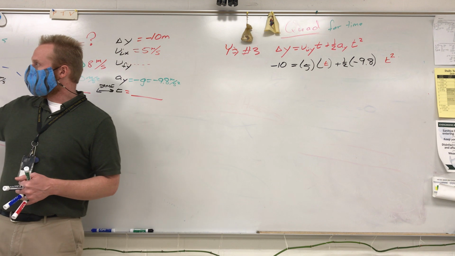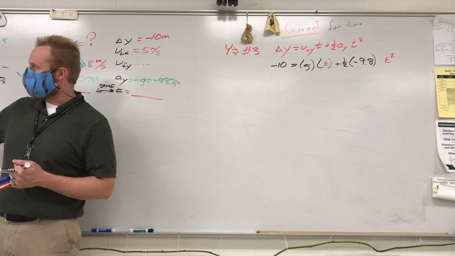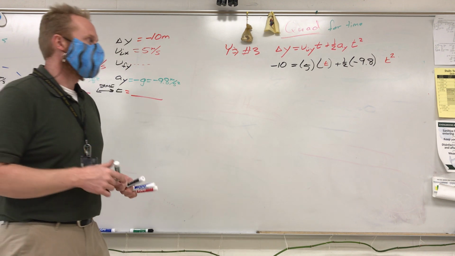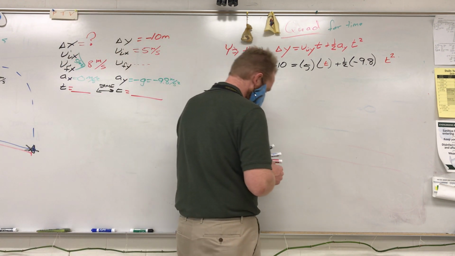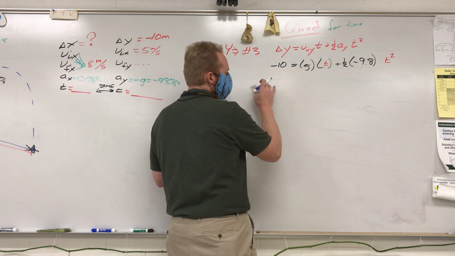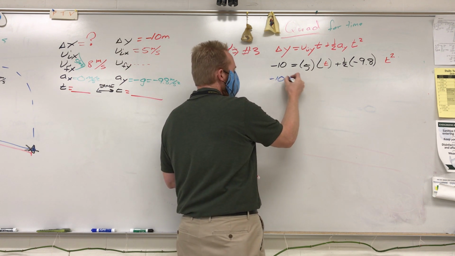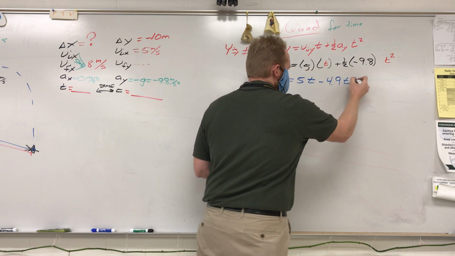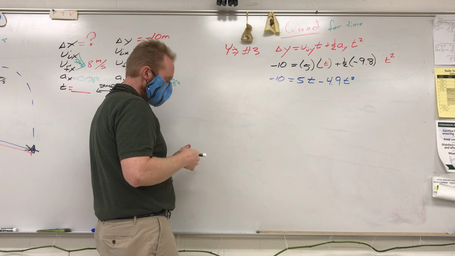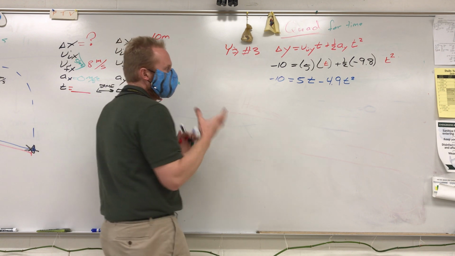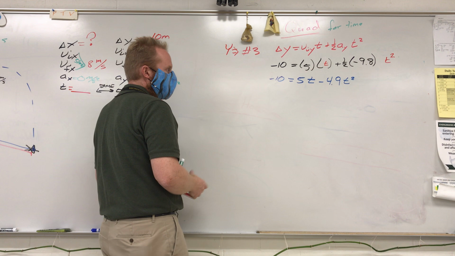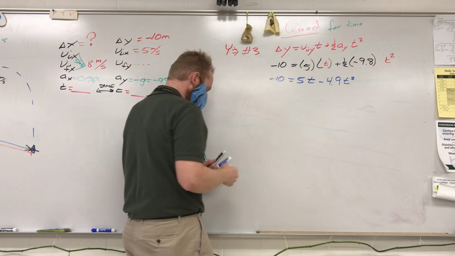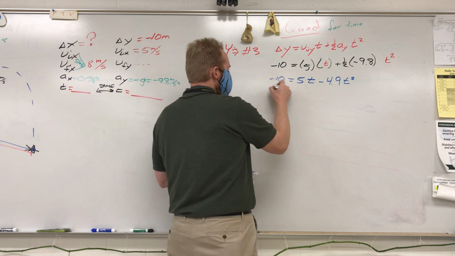Keep in mind, though, in order for us to use the quadratic, it has to be in the ax squared plus bx plus c is equal to 0 format. So we do have to rearrange this. So a little bit of combination. We get -10 is equal to 5t minus 4.9 t squared. Now, we need all this stuff on one side. We could shift both these things to the left, or we can shift this one thing to the right. I'm going to do that. So I'm going to add 10 to both sides.